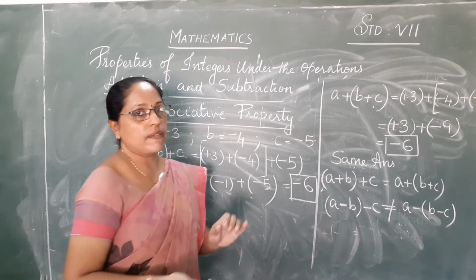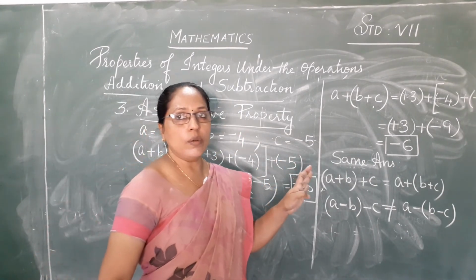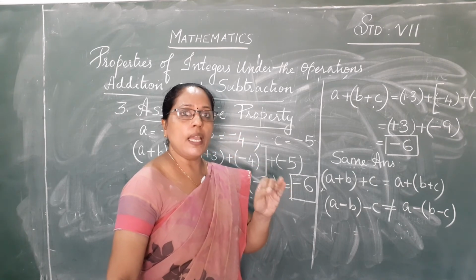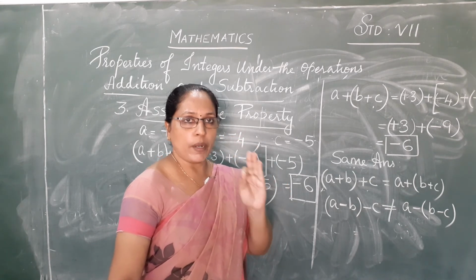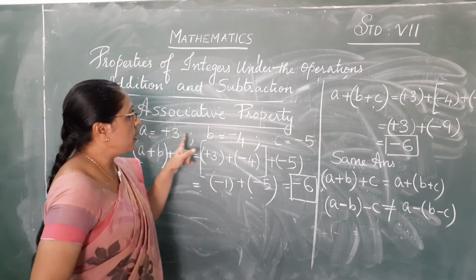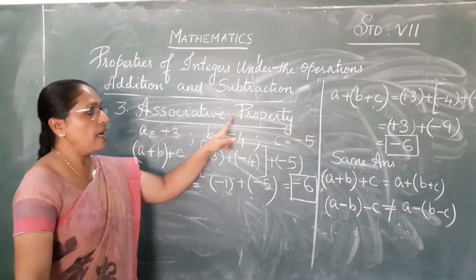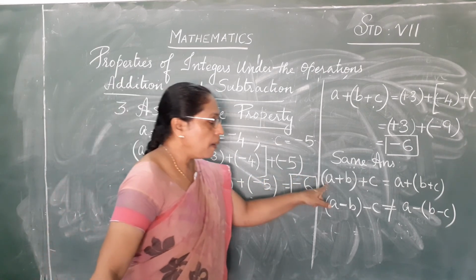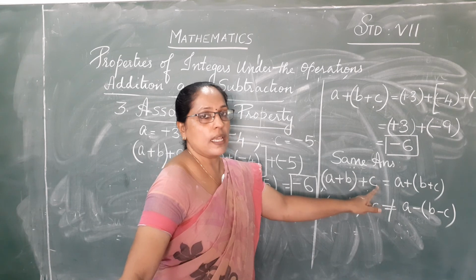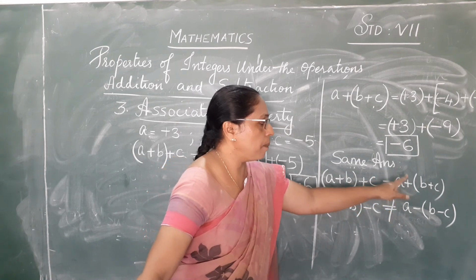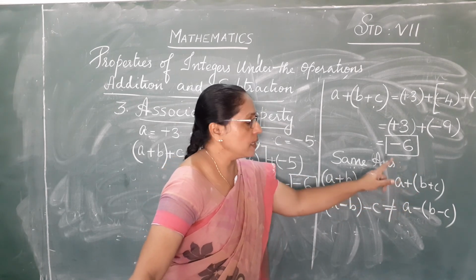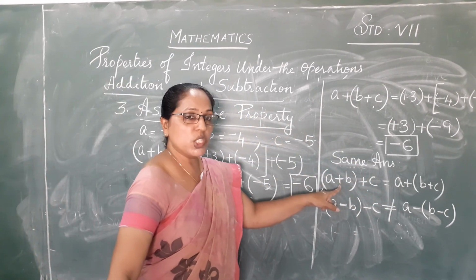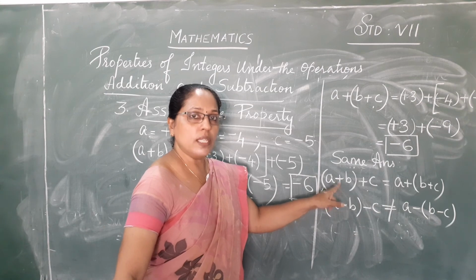Okay, so we have seen 3 properties now: closure property, commutative property and associative property. So associative property is, if a, b and c are 3 integers, then a plus b plus c is equal to a plus b plus c. And this property is known as associative property of integers under the operation addition.